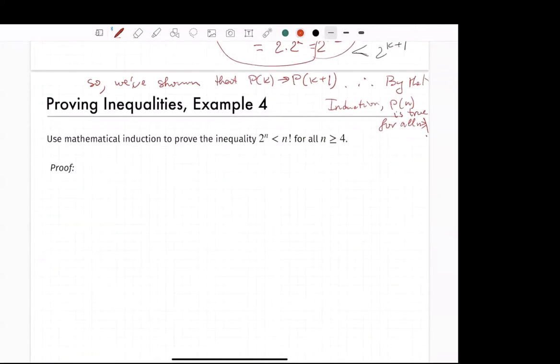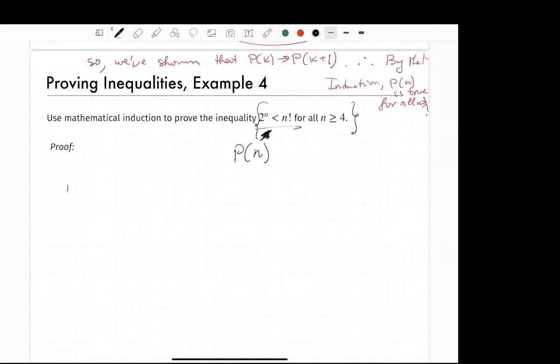Okay, I'll let you prove this yourself. Okay, so let's prove this one, because this one has a different base case. Again, P of n. I'm going to use a different color so that we don't confuse it with the previous part. P of n is going to be this. This is my P of n. Okay, base case. 2 to the 1 is less than or equal to 1.